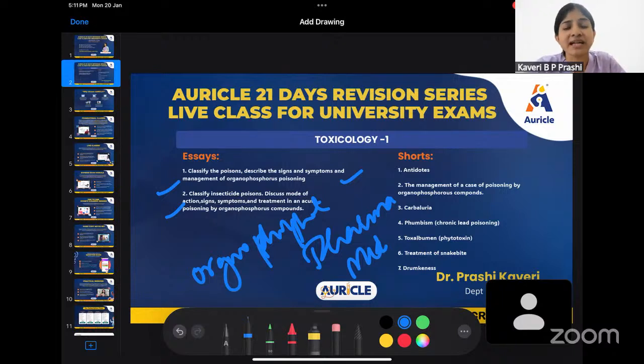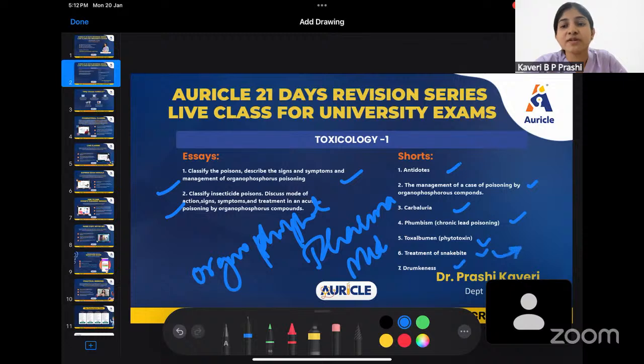The other shorts that we'll be discussing today are antidotes, the management of a case of poisoning by organophosphorus compound, carboluria, plumbism. Plumbism is nothing but chronic lead poisoning. Toxalbumin. What is toxalbumin? It is nothing but phytotoxin. So if they ask phytotoxin, you have to write the same things along the lines of toxalbumin. We have treatment of snake bite as well as drunkenness.